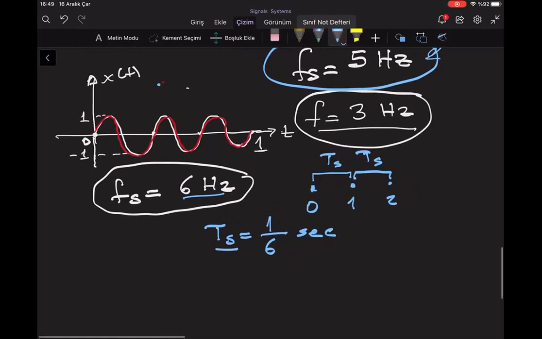So now I want you to tell me what is x of 2? What is the value of x of 2 when you do the sampling? Write to chat, please. Tell me what x of 2 is. Everything will start from x of 0. Nurefşan said -1. Any other guesses?